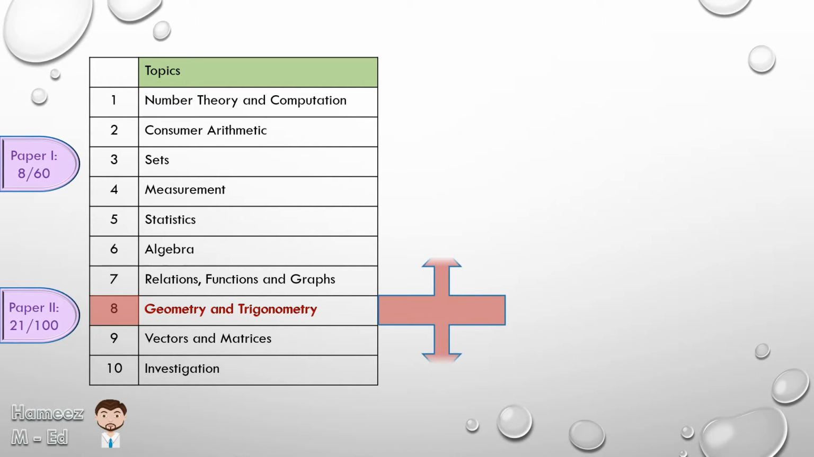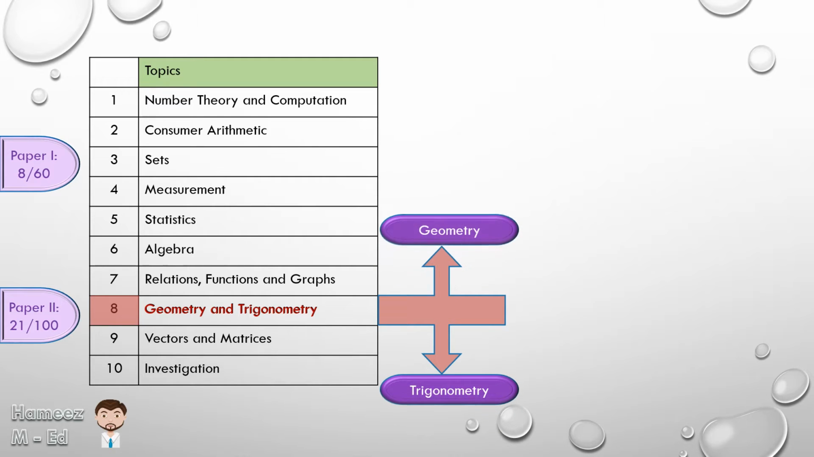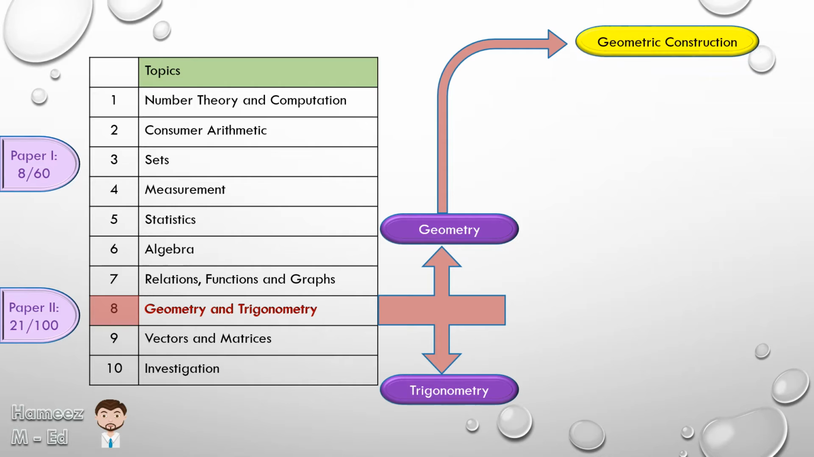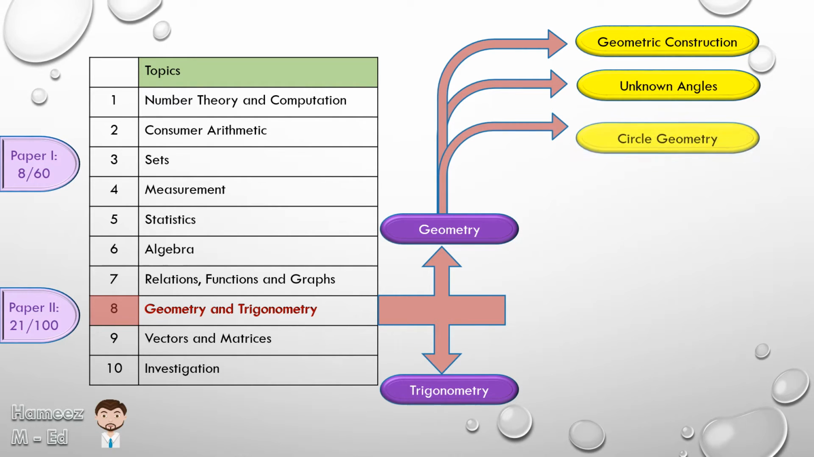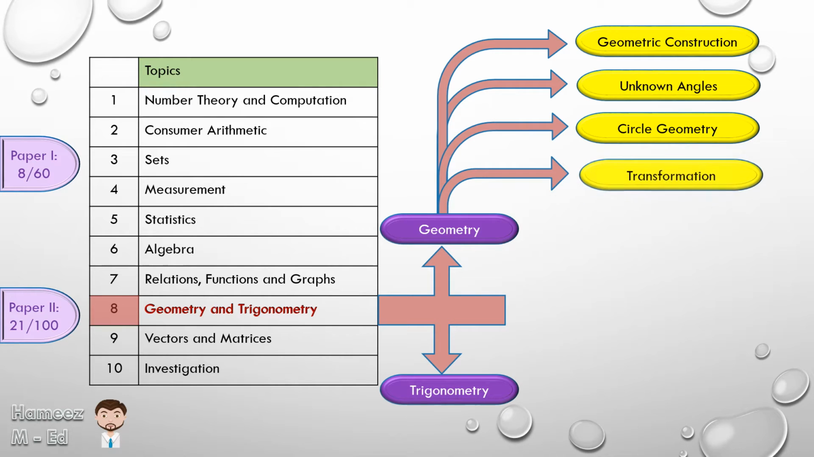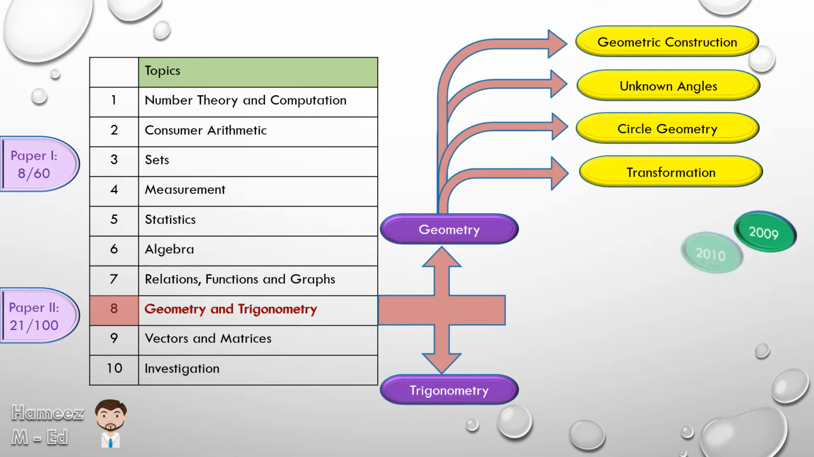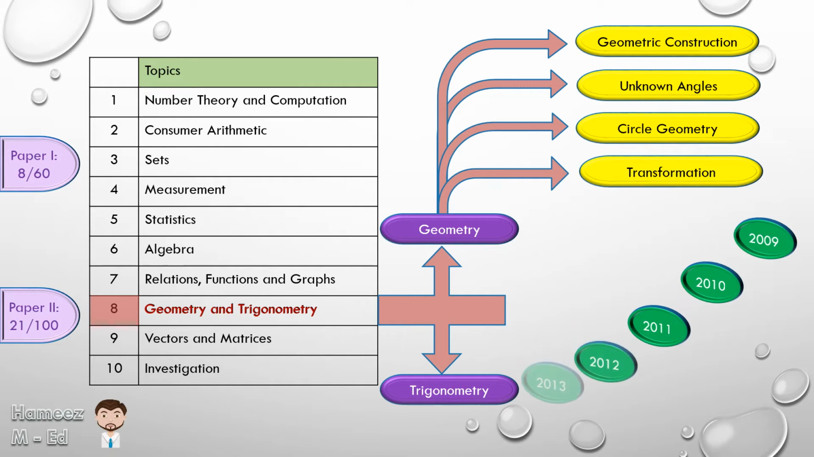Topic number 8 can be split into 2 parts, trigonometry and geometry. We'll be looking at geometry, which can be subdivided into 4 further parts: 1, geometric construction, which is what this video is about, unknown angles, circle geometry, and transformation. In this video, we look at past paper questions from 2009 until 2013, and in each of the 5 years, a question on geometric construction was tested.